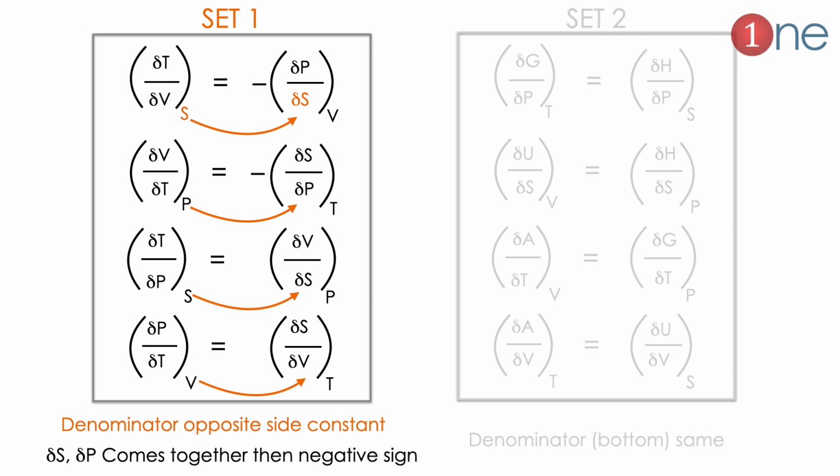We will see the first set here. In the first set, as we discussed, the denominator constant is on the opposite side, and delta S and delta P come with a negative sign.